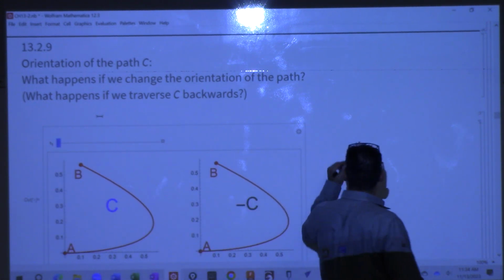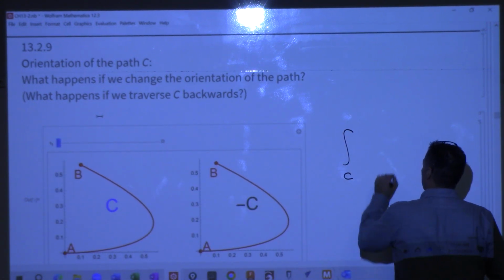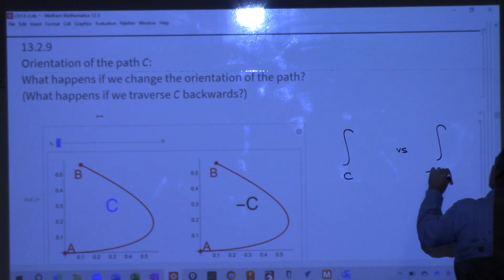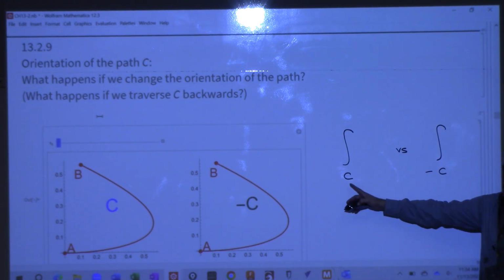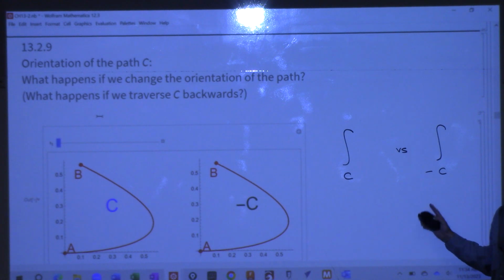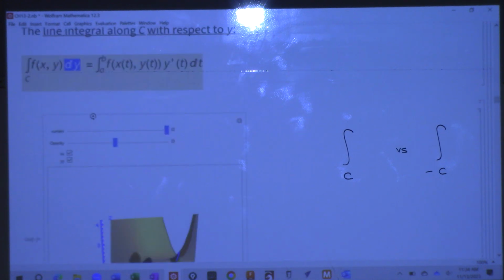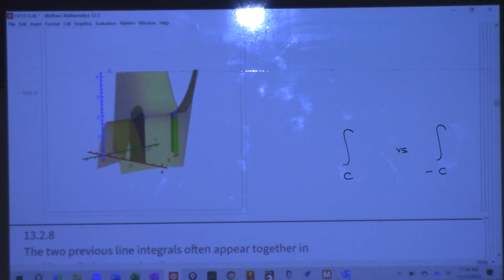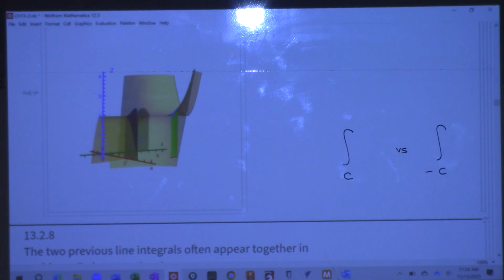Anytime we write an integral like this, over C versus over negative C, this just means doing that path backwards, all right? And the natural question is, do you think it changes the answer? No? What is the line integral geometrically? It's the area of that curtain, right? It's the area of the curtain.